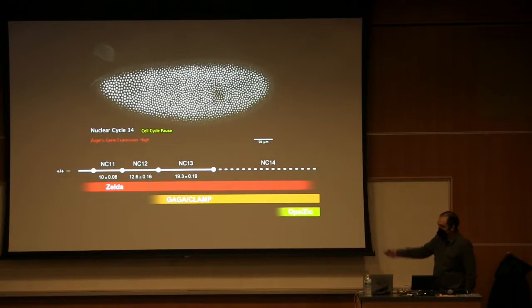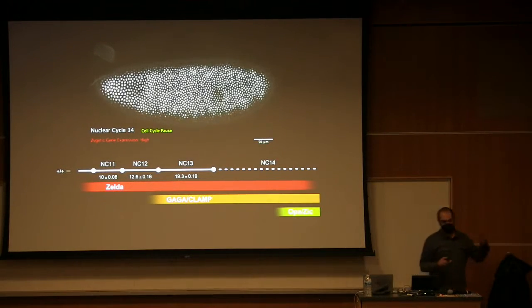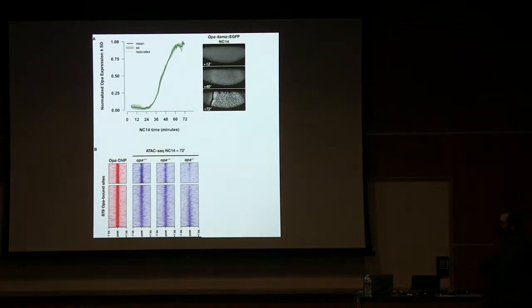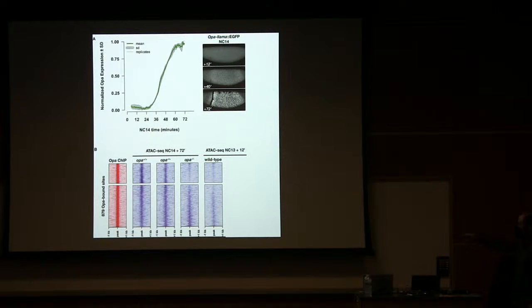But our identification of Odd-paired now gives us the unique ability to test this question of timing. Specifically because, remember, Odd-paired is expressed late, and it's zygotic. What we figure is that if we were to look at chromatin accessibility before Odd-paired is even expressed during nuclear cycle 13, it should look just like the chromatin state in an Odd-paired mutant. And that's what we see. If we now measure approximately 80 minutes before this time point, this is nearly indistinguishable from the Odd-paired mutant state.